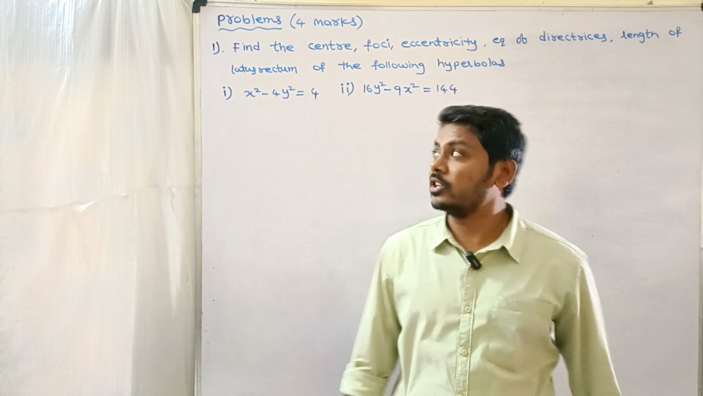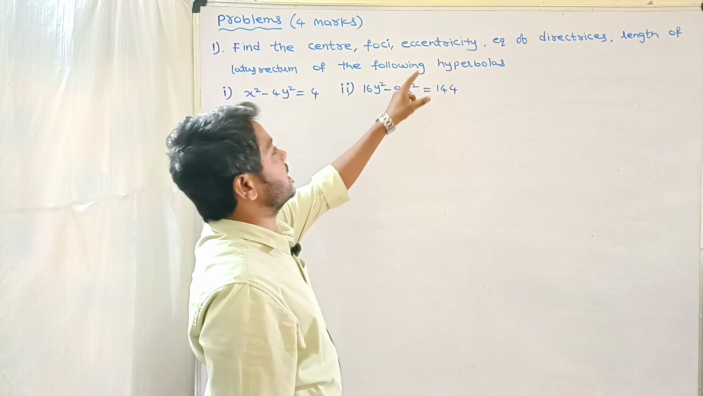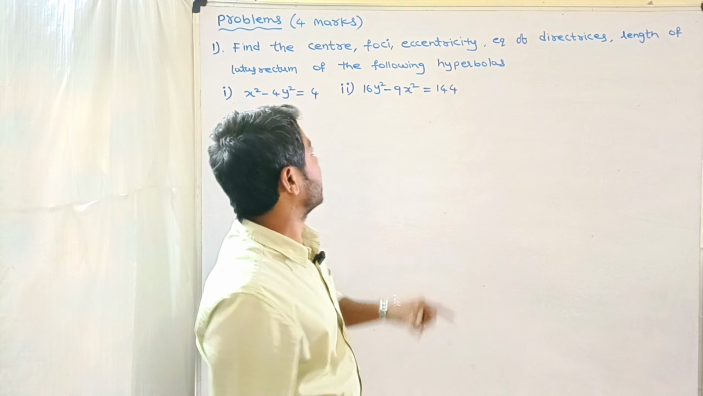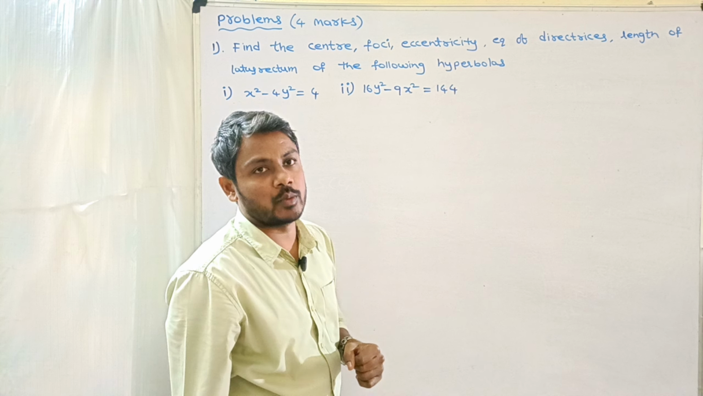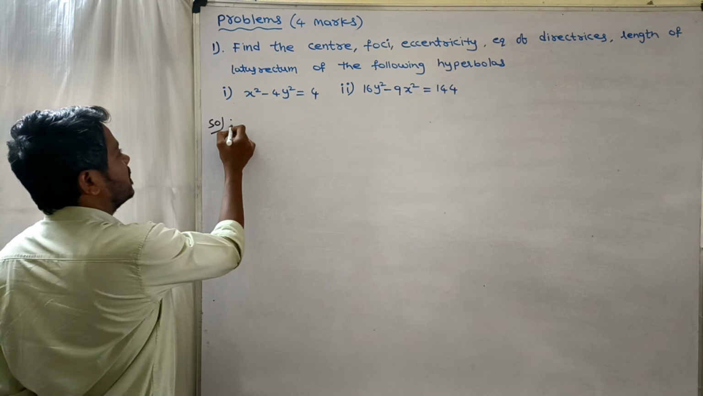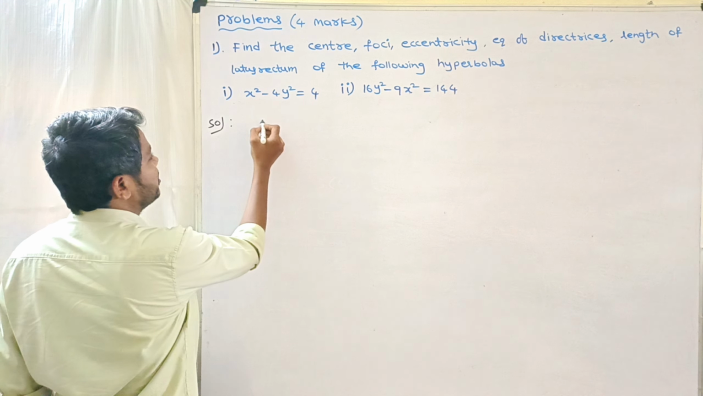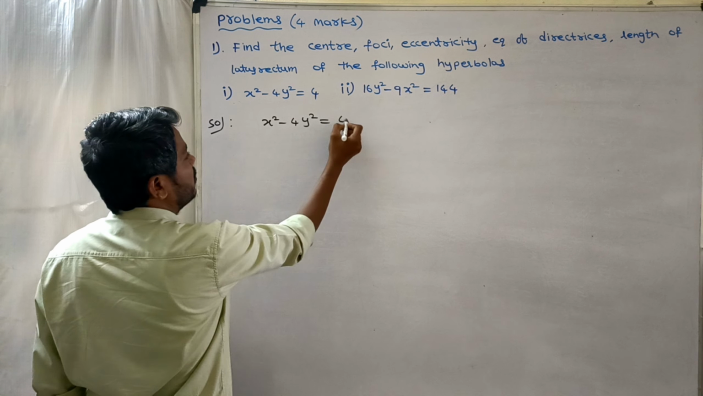So without delay, coming to the topic: find center, foci, eccentricity, equation of directrix and length of latus rectum of the following hyperbolas. See the first one. The given hyperbola equation is x square minus 4y square is equal to 4.